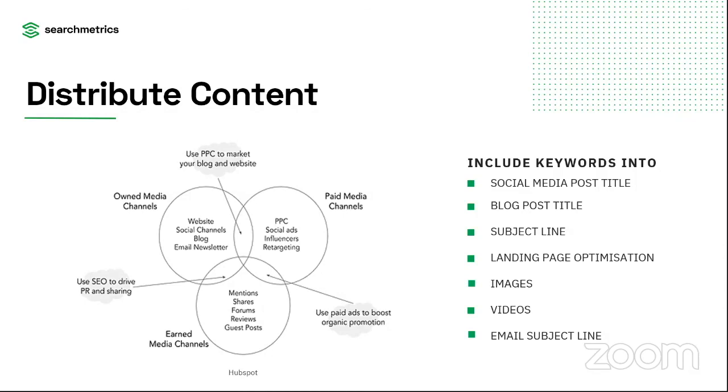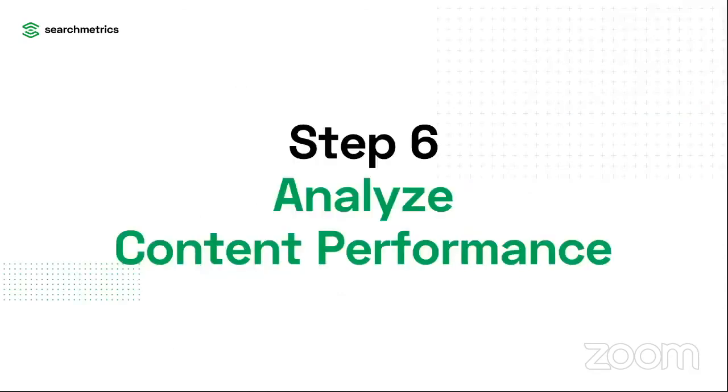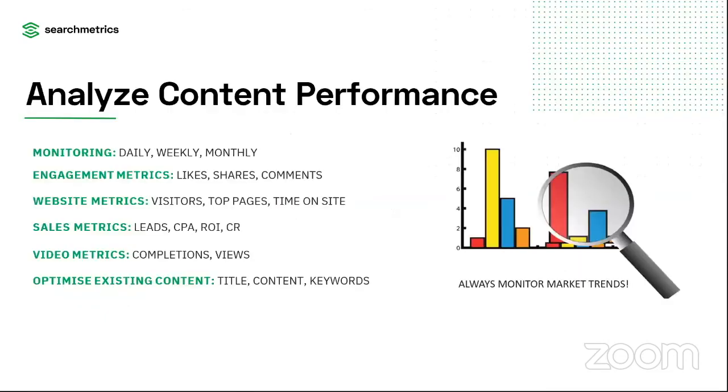And then step 6 is to analyze your content performance. Analyzing your content performance is to answer the return on investment challenge that we discussed earlier. It's really about making sure that you monitor your content daily, weekly, and that you track the right metrics, depending on the type of content. And as I say on the right side, always monitor the market trends, because everything is based on the market trends, based on what the consumer wants.